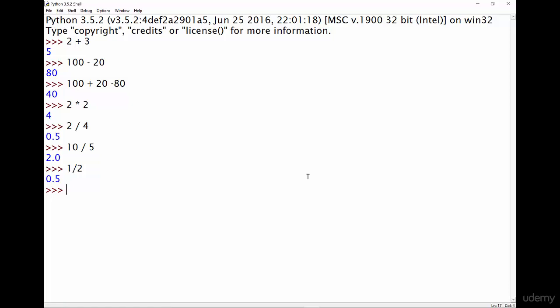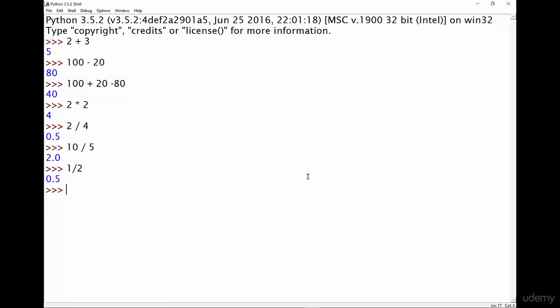So the divisions now always give back a decimal number. But how is it actually giving back a decimal number? Because numbers in Python, and I guess in most programming languages, are not all created the same. There are two different types of data that represent numbers.